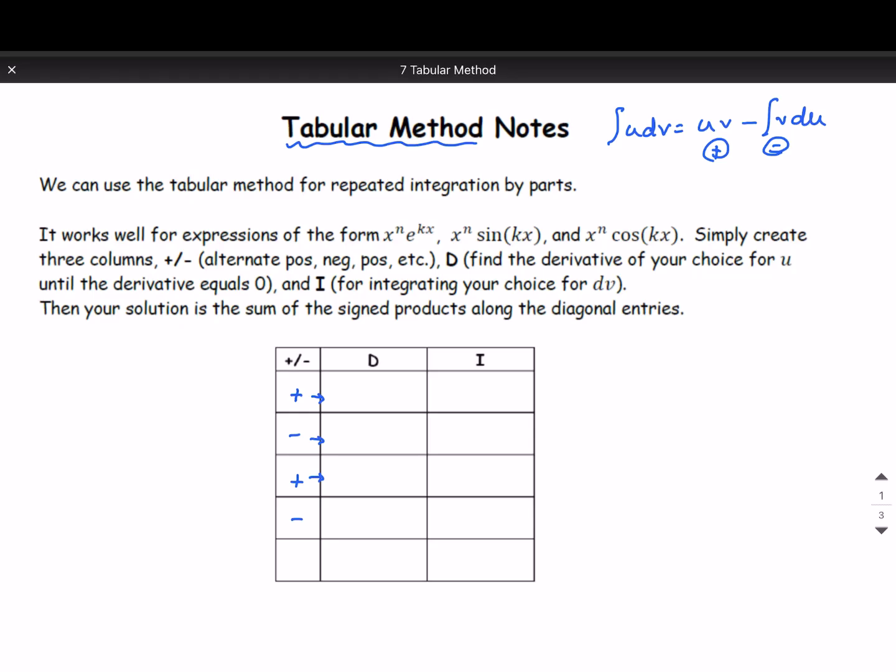Now the derivative column is whatever you choose for your u, and you keep taking the derivative until you get to 0. The integral column is your dv. So the first entry is your dv, and you're going to keep taking the antiderivative till you're level with the 0. And then we do products, right? Because we need u times v. We do these products, and we add the results together. So let's try this.